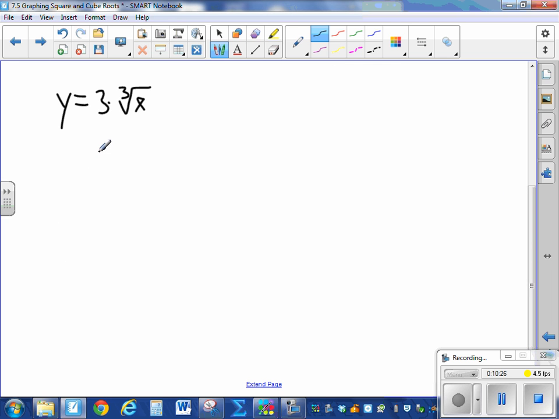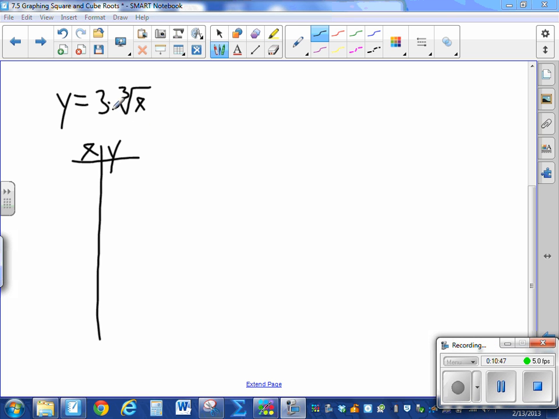All right, so make your table. Now remember, we're going to try to pick nice, neat x values. Now by nice and neat, I mean that since we're taking the cube root, we should try to pick perfect cubes.